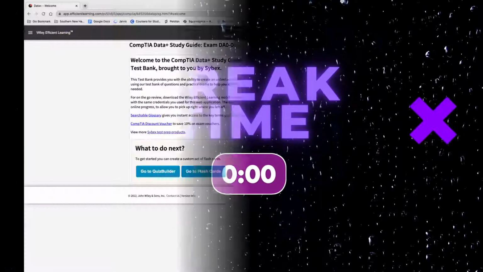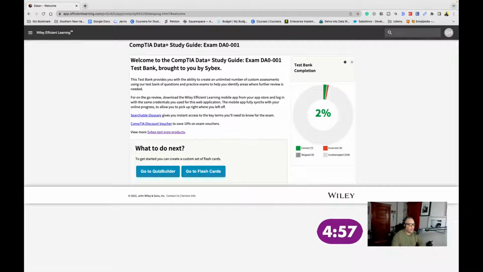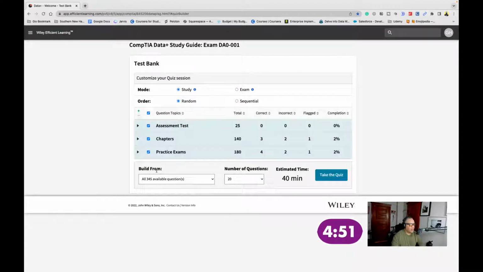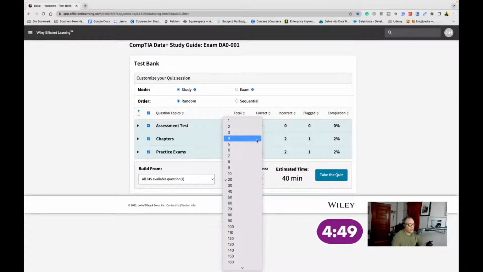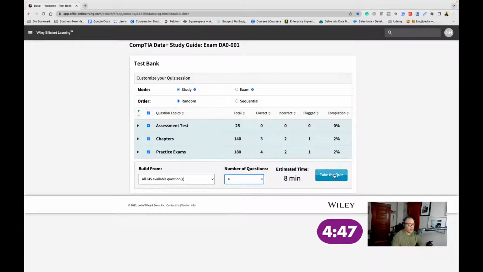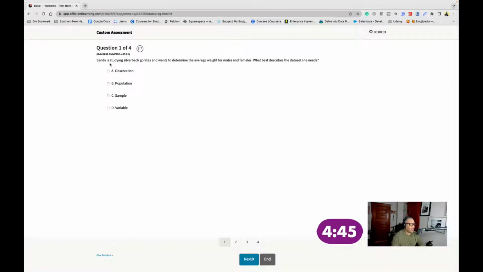All right, welcome back for you guys that are coming back early. As you can see, the timer is at 5. We've already started, so let's get started. We usually do 4 questions. Sometimes we get through them really quickly, sometimes not. But Sandy is studying silverback gorillas and wants to determine the average weight for males and females. What best describes the data set she needs?